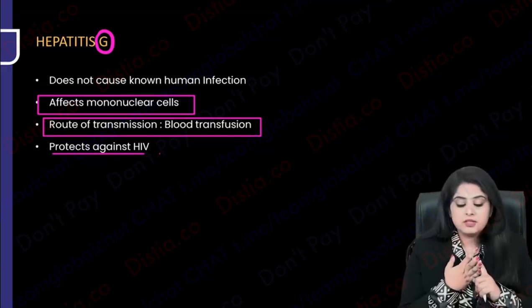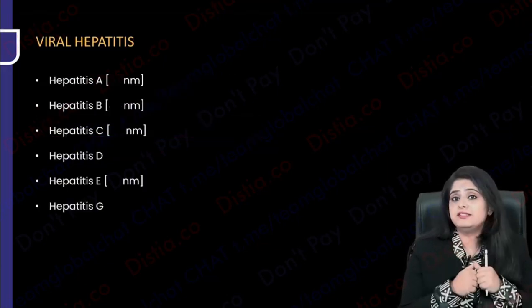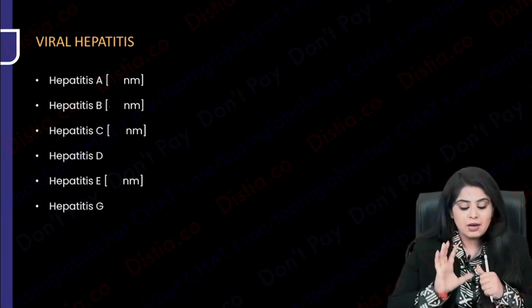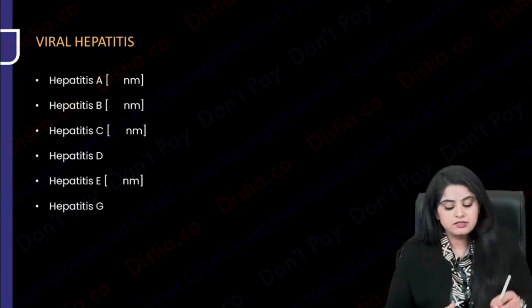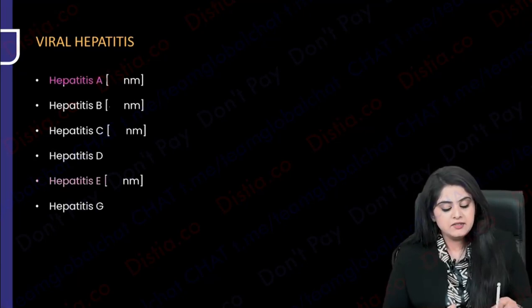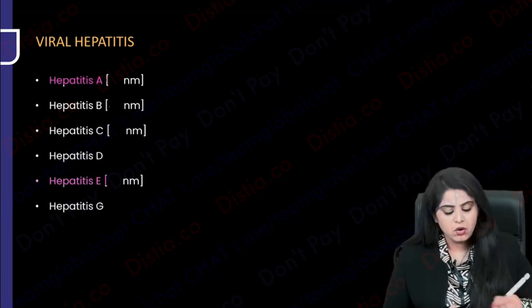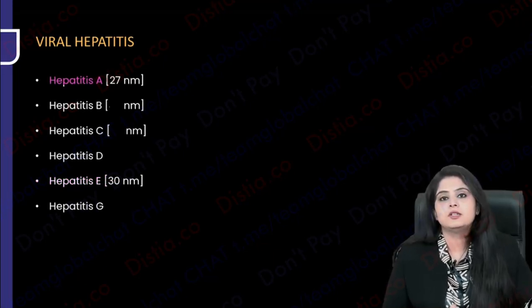Let's move forward. Before going ahead, again, basics: remember everyone's size. So A, B, C keep on increasing. How I have learnt is that out of these, hepatitis A and E were the gastroenteritis ones, so roughly the same size, almost the same size, 27 and 30 nanometers.